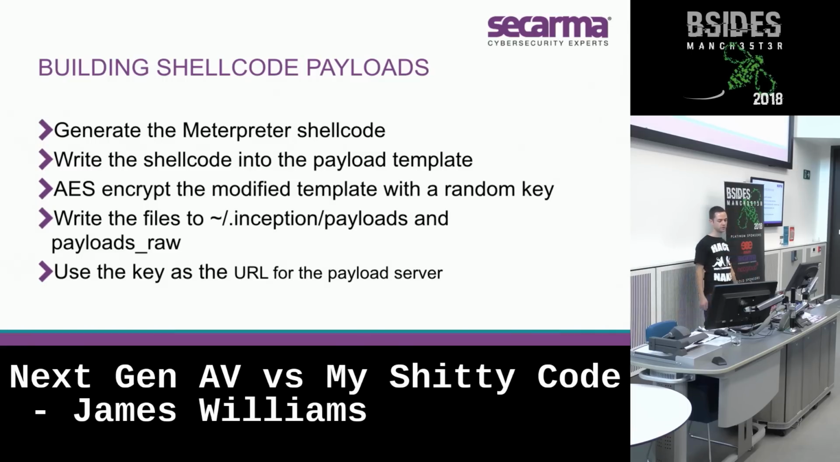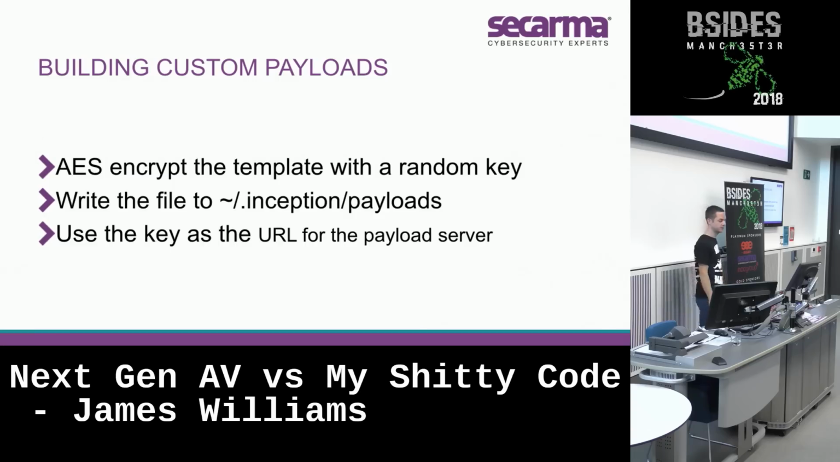So in your home directory, when you set this up, it creates a .inception folder. Within there is a payloads directory and a payloads raw directory. Payloads contains the AES encrypted payload. This is used later on by the payload server. Payloads raw is there so that if you want to do any debugging on the stuff that comes out of this, you can access the template that it generated before it encrypted it for you. And we use the crypto key as part of the URL. So in the CYLANCE video, I was passing in the key and the URL separately. You no longer need to do that. It's the URL / the crypto key.